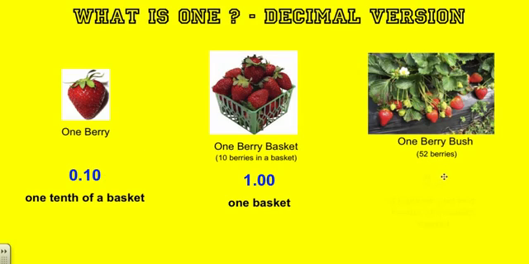Now what if we looked at where the strawberries came from, the strawberry bush? We need to figure out how many baskets we can fill with 1 strawberry bush. So there's 52 berries in a bush, and 10 go into each basket, so we'd have to do 52 divided by 10 berries, and you'll think, okay, 52 over 10, that's our fraction. Well, that equals 5.2 as a decimal, which basically means 5 baskets and 2/10 of another basket.